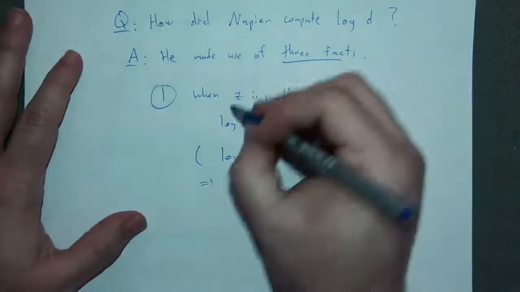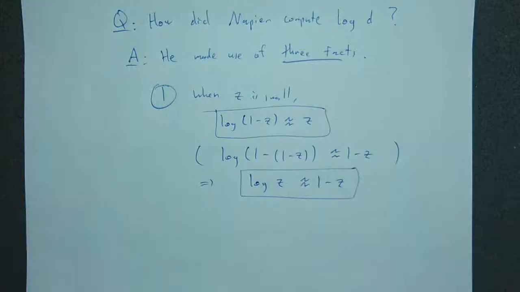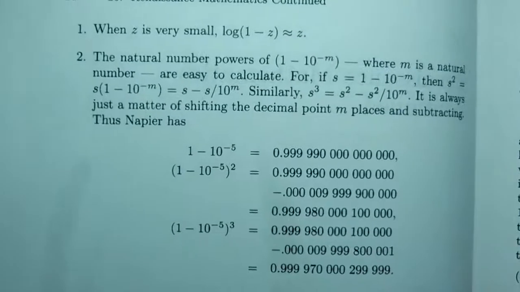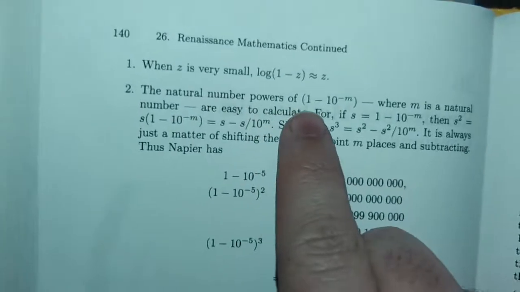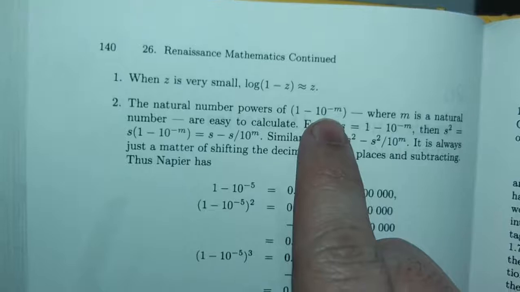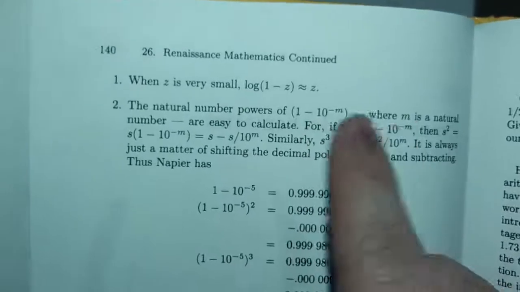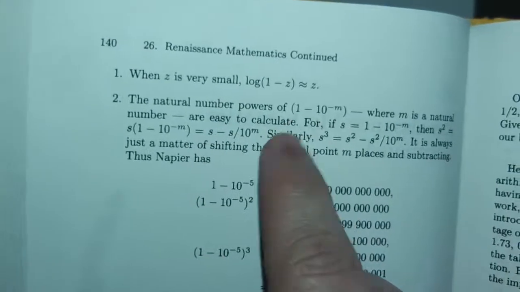So both of these things hold true here. Okay, so this is the first fact that he made use of, and I'm going to show exactly how he made use of that. So the second fact: if I look at natural number powers of 1 minus 10 to the minus m, where m is some natural number, these are easy to calculate.